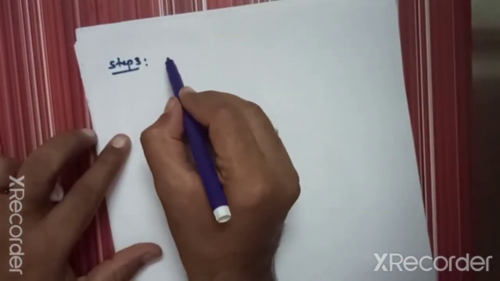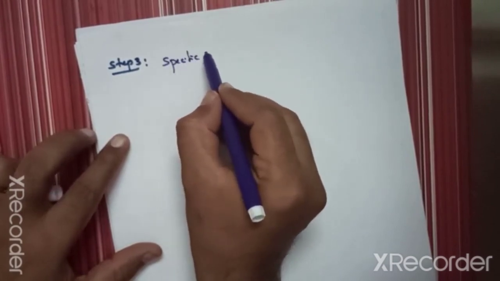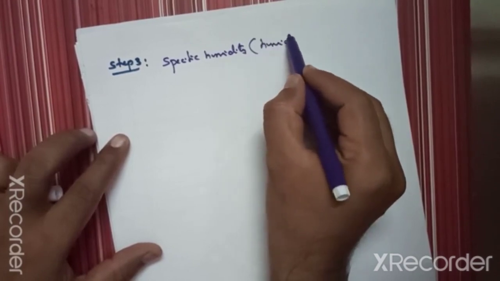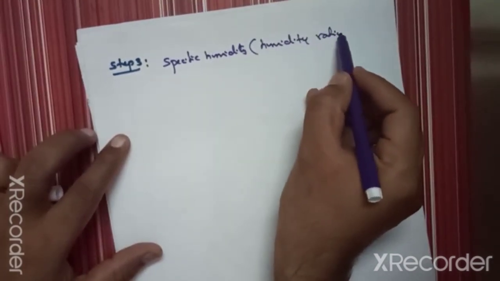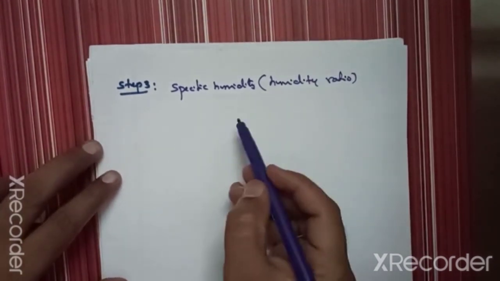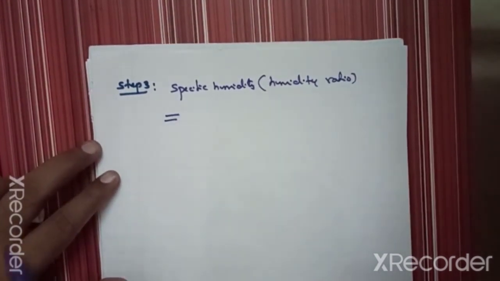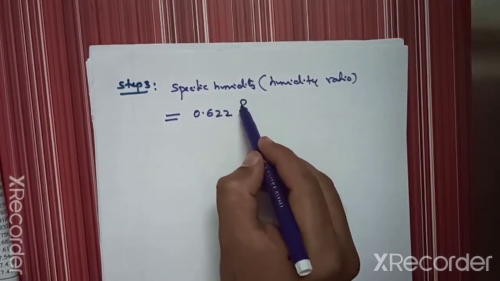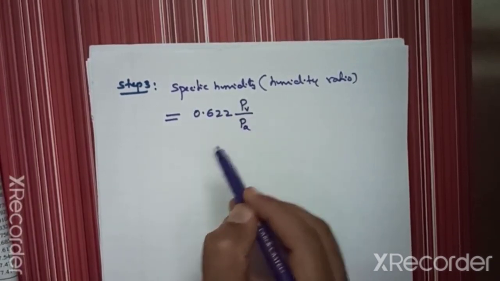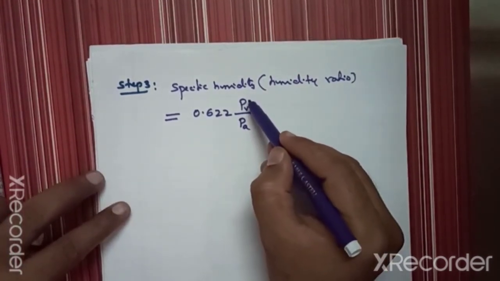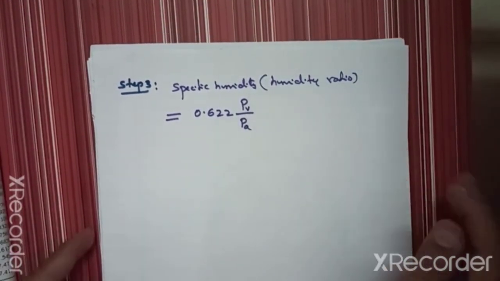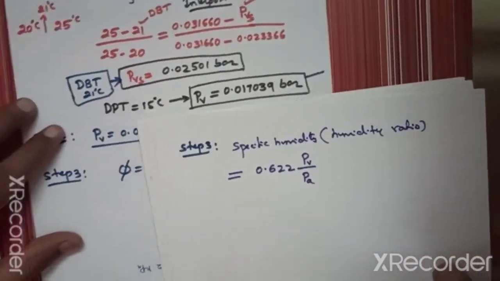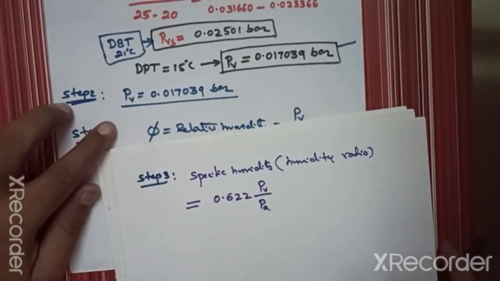The specific humidity, also called humidity ratio or moisture content, is defined as equal to 0.622 times the pressure of the vapor to the pressure of the air. And the pressure of the vapor you have already calculated, so I will take the first paper. The pressure of the vapor you have calculated here using step number 2.